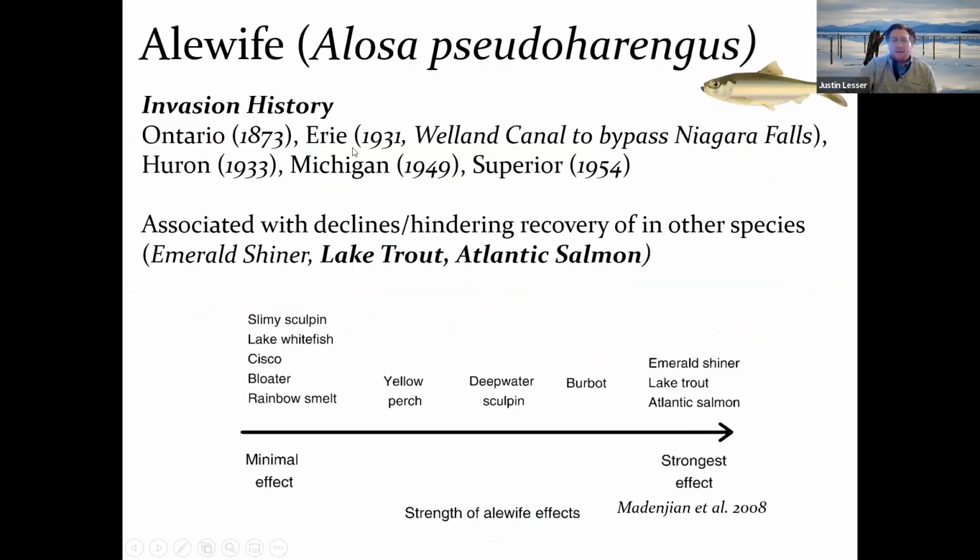Right, so they've invaded a lot of the Great Lakes throughout history. All the way back in the 1800s, they started showing up in Lake Ontario, and then through Erie, Huron, Michigan, through the 50s. And we know that they're associated with declines, or at least preventing the recovery, of a few other species, as you can see here on this gradient, things like lake trout, Atlantic salmon, like I just talked about in the food web. So them showing up here was a little bit scary because we know how they have affected things in other places.